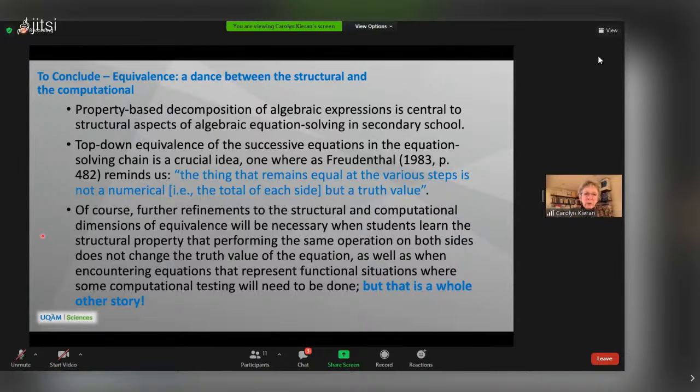Of course, further refinements to the structural and computational dimensions of equivalence will be necessary when students learn the structural property that performing the same operation on both sides does not change the truth value of the equation, as well as when encountering equations that represent functional situations where some computational testing will need to be done. But that is a whole other story.